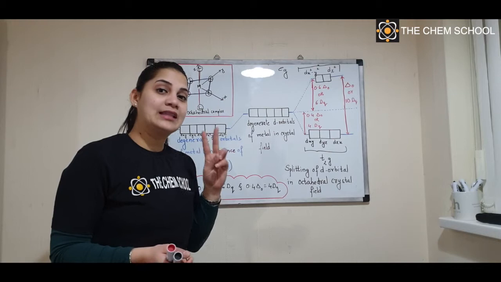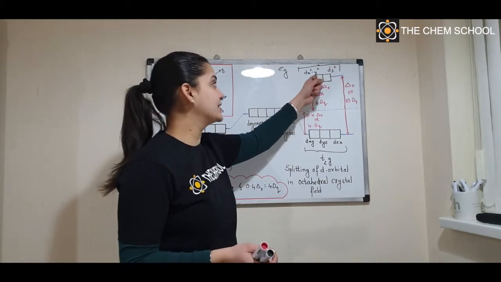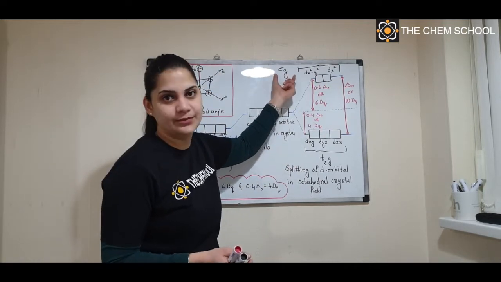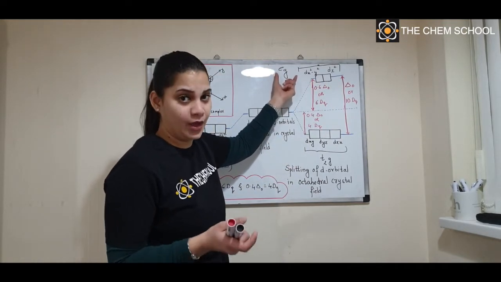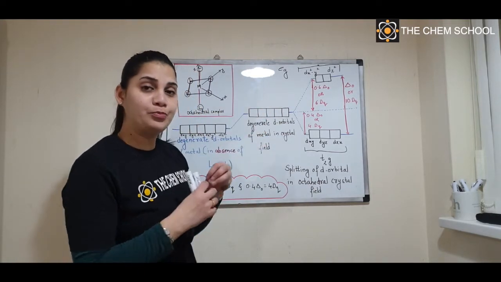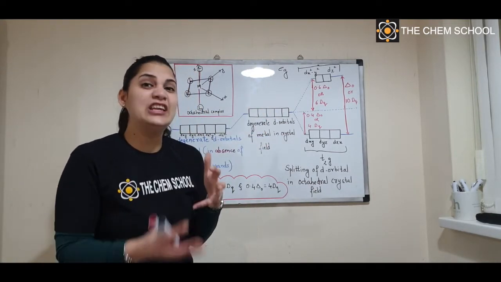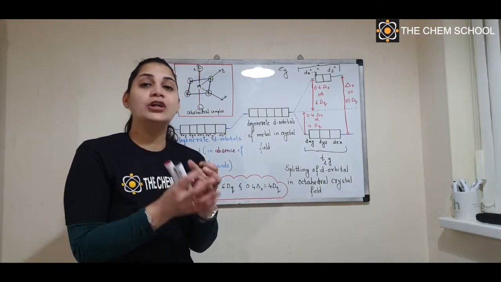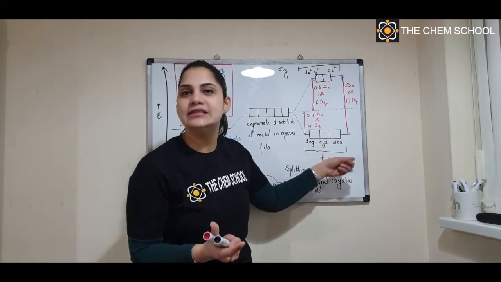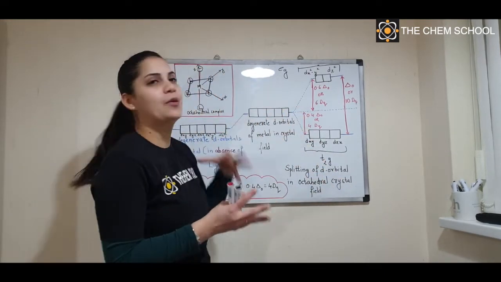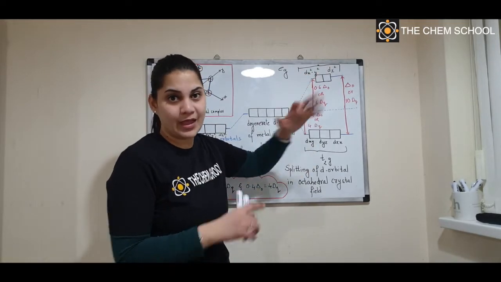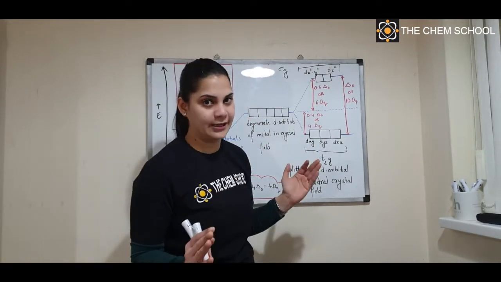The other 2 suborbitals, that is dx square minus y square and dz square, you can call eg. I hope this is clear. So I repeat, these 5 d orbitals split into 2, that is into T2g and eg, where your T2g will comprise dxy, dyz and dxz, while your eg will comprise dx square minus y square and dz square. I hope till here everything is clear.